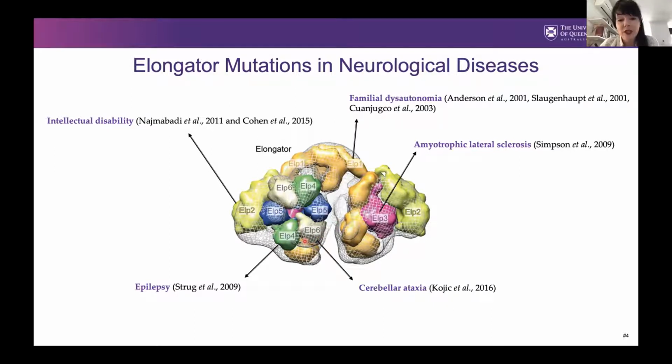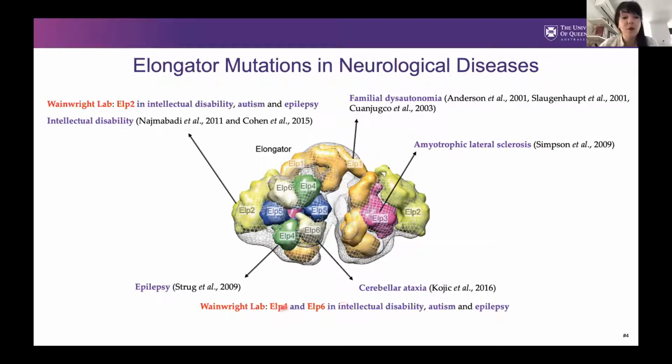In my PhD, I worked on the ELP6 mutations that we discovered in a mouse after a mutagenesis screen, so it was reverse genetics. We found these ELP6 mutations to lead to a phenotype very similar to cerebellar ataxia. Cerebellar ataxia is characterized by severe motor impairments, loss of gait coordination, and balance. This study was done in mice, but then, in collaboration with many clinicians, we identified mutations in the same gene, ELP6, but also in the ELP4 and ELP2 genes, in patients that had not only cerebellar ataxia, but also intellectual disability, autism, and epilepsy.